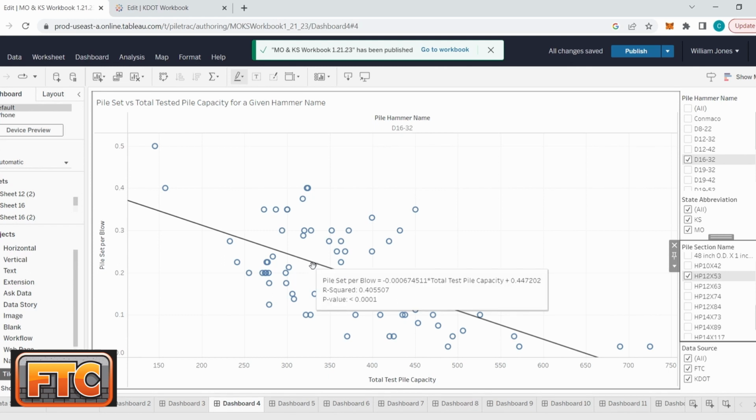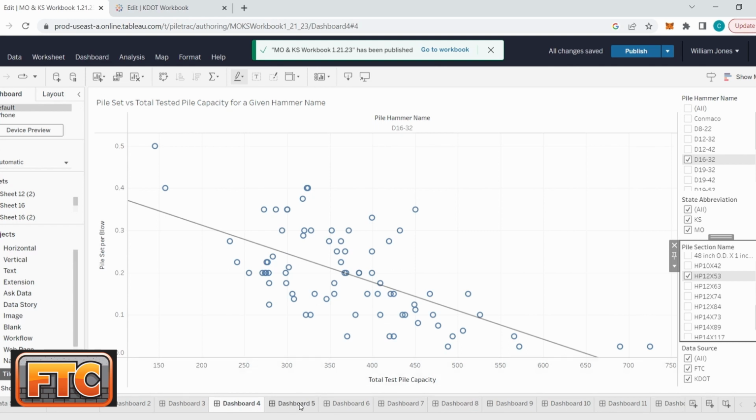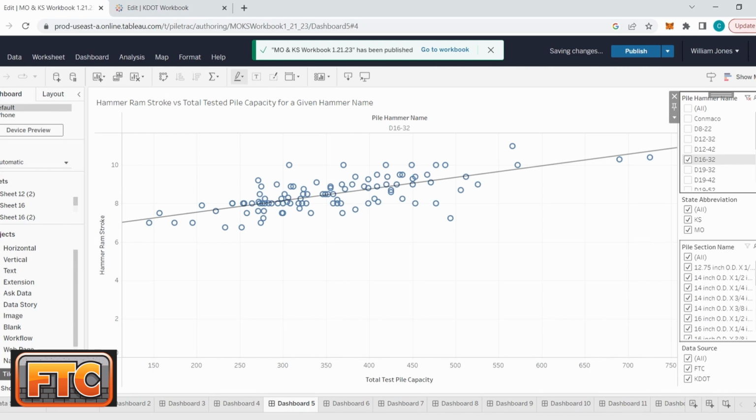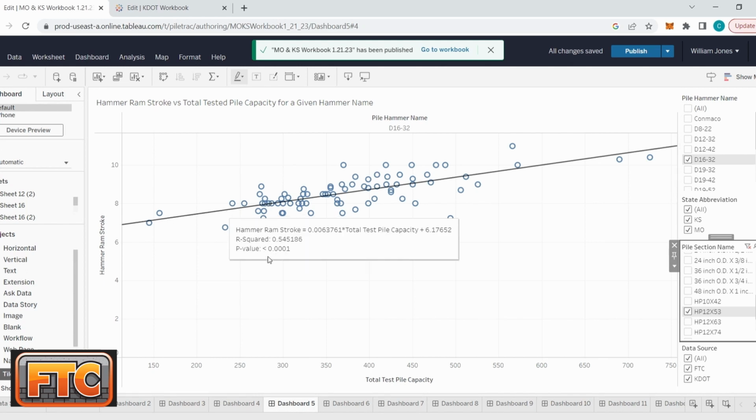So for Amidon, we just tested, had a required capacity of 268 kips. So per this chart, we'd have a pile set of 0.26 inches per blow. And in a similar fashion, let's look at stroke. Just go with the D16, which is the hammer we used at Amidon, and the 12 by 53. And for 268 kips, we would have predicted a 7.9 foot stroke. So in actuality, we had a 0.28 inch per blow set versus the 0.26 predicted, and we had an 8 foot stroke versus the 7.9 feet predicted.